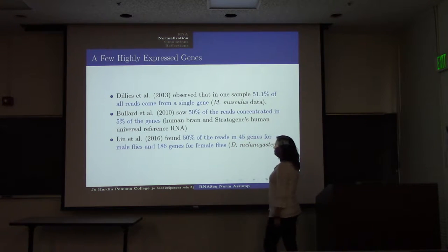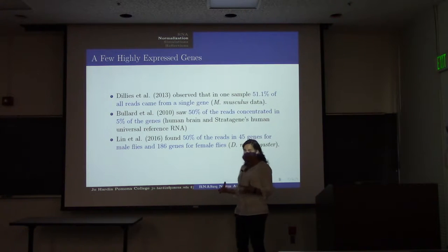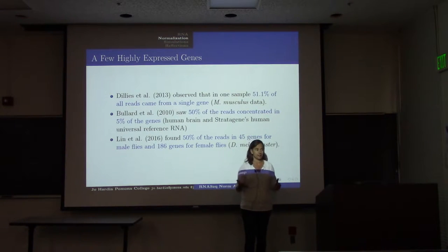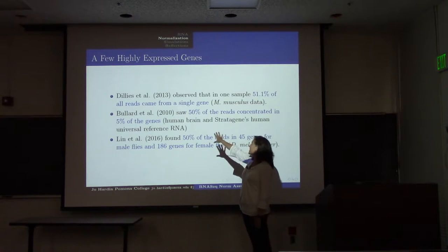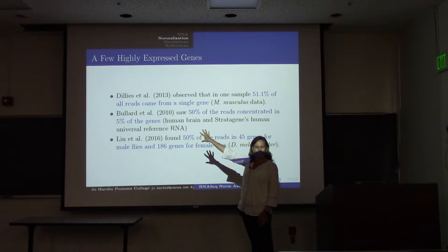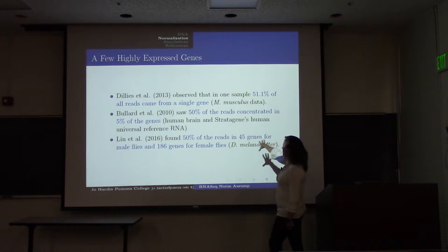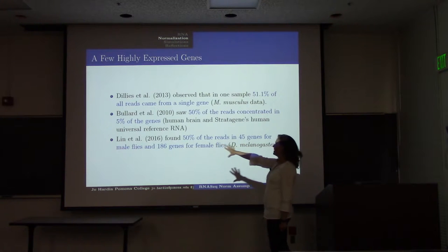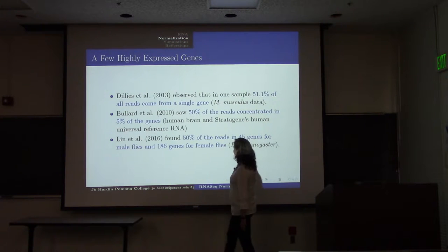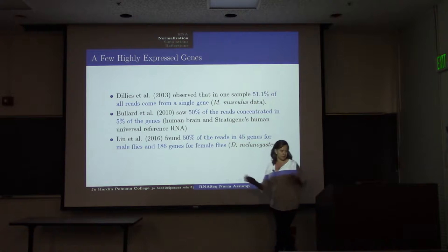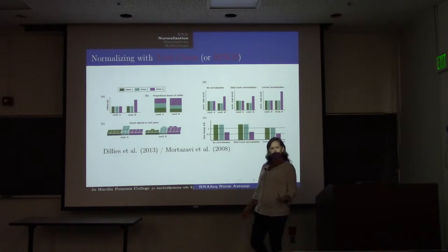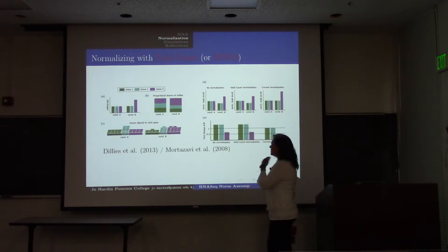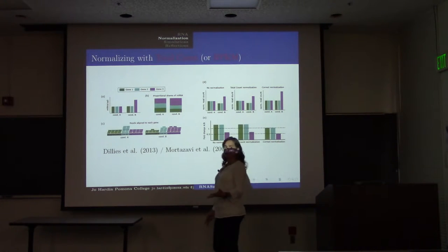Okay. So here's a couple of studies where they saw the vast majority of the reads due to a few genes. Okay, so this first one, over 50% of the reads came from a single gene, right? The second one, 50% of the reads in 5% of the genes. And the last one, 50% of the reads in a handful of genes, depending on the samples. So what happens then when that's going on? So let's say that is the case in the cell.